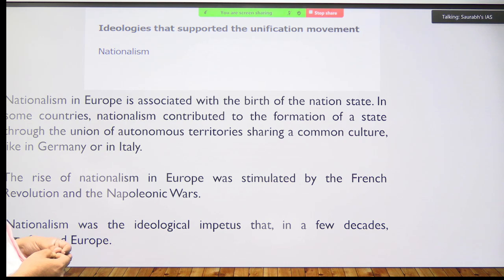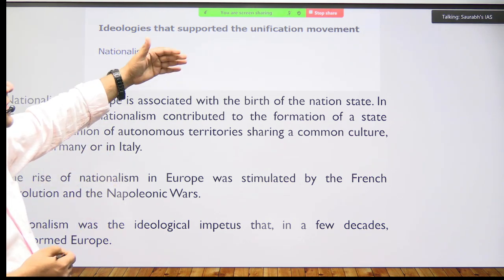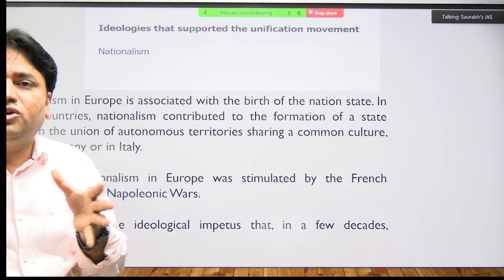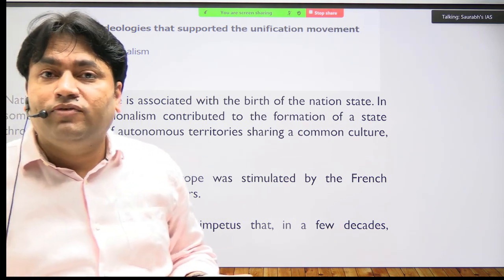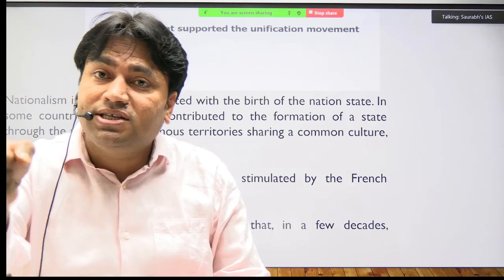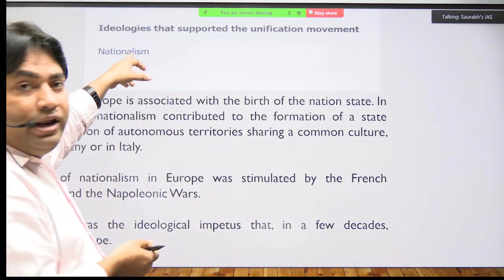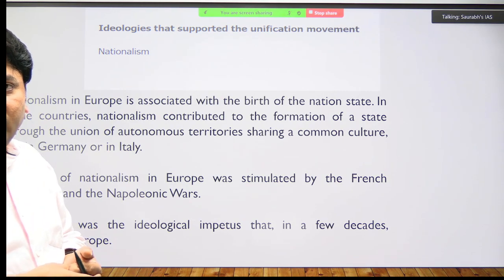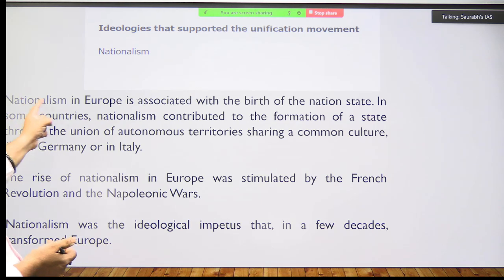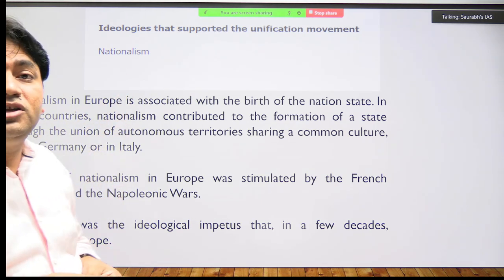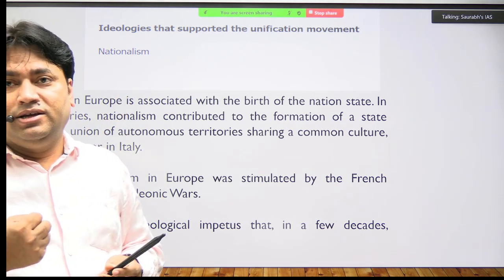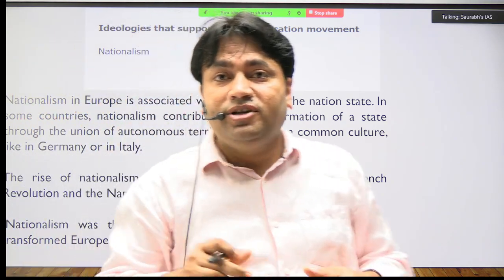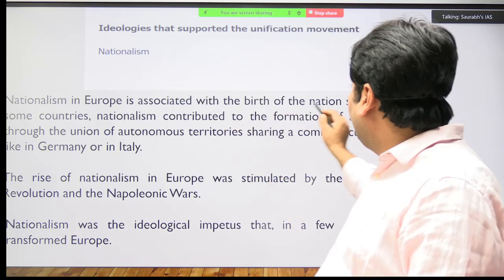Unification of Italy. What is the main thrust or idea that supported this process of unification of Italy? जो चीज सबसे ज्यादा इंपॉर्टेंट है वो क्या है? Nationalism. It supported the process of unification of Italy. And what is nationalism? So nationalism in Europe is associated with the birth of a nation state. Concept देखो आ रहा है. Nationalism in Europe is associated with the birth of nation state.